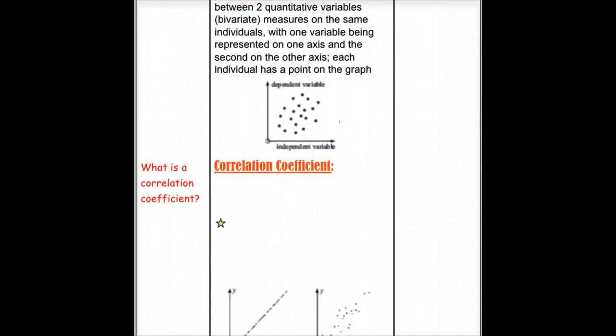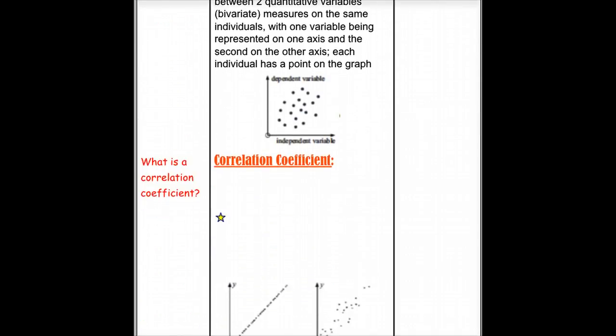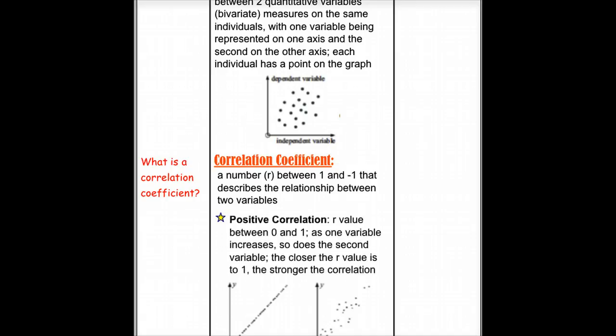Now, a correlation coefficient is a number we designate as R, between -1 and +1, that describes the relationship between two variables. So positive correlation is when you have an R value between 0 and 1, and as one variable increases, so does the second variable. And the closer the R value is to 1, the stronger the correlation.